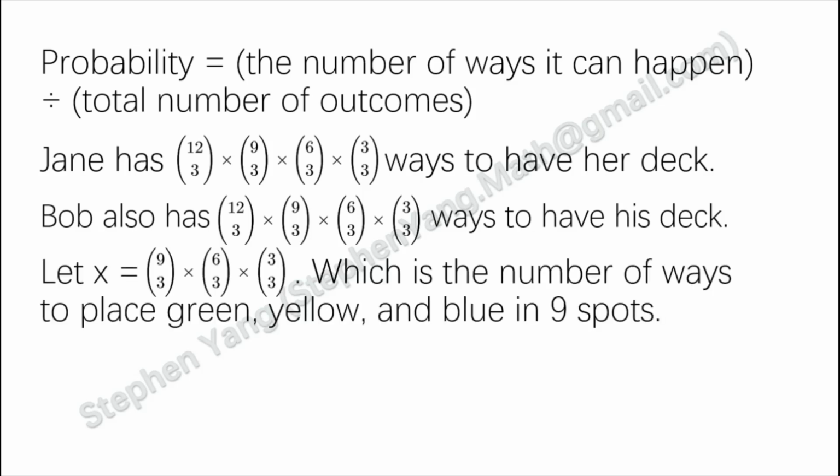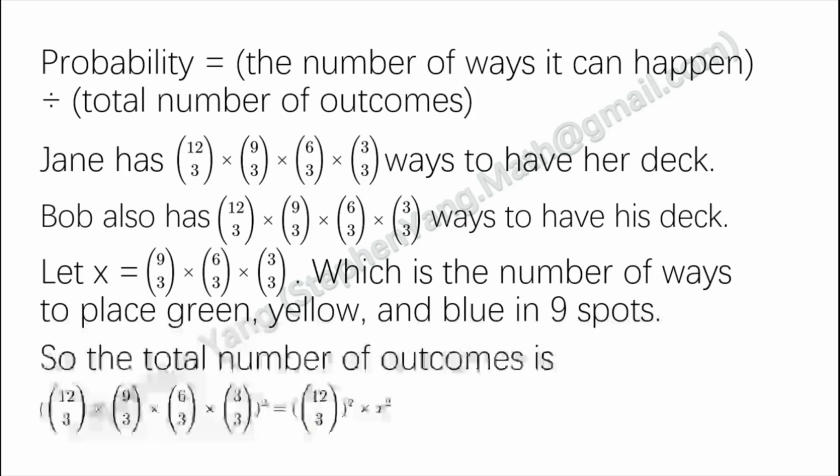And let x be 9 choose 3 times 6 choose 3 times 3 choose 3. And x is also the number of ways to place green, yellow, and blue in 9 spots. And so the total number of outcomes is 12 choose 3 times 9 choose 3 times 6 choose 3 times 3 choose 3, all squared, and that equals 12 choose 3 squared times x squared. And next we'll be finding the number of ways that it can happen.